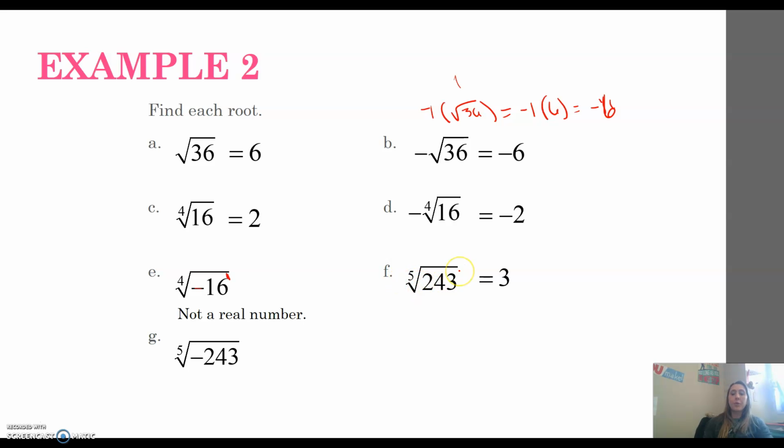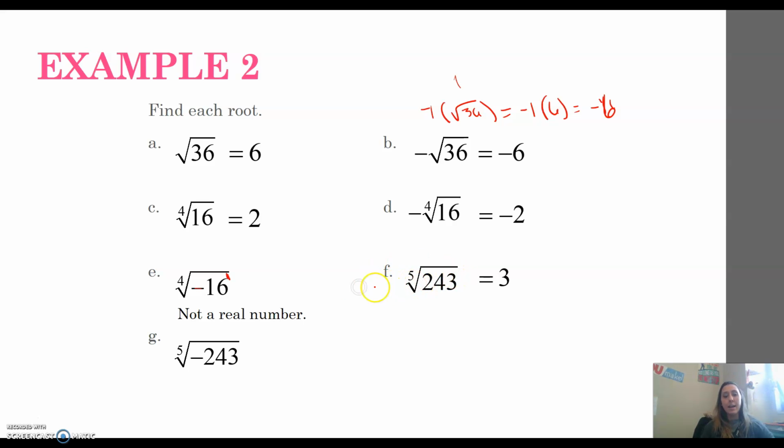The 5th root of 243 is 3, because 3 to the 5th power is 243. And then, okay, so now we have a negative underneath the radical sign, but the root is odd. So it says that we are able to find at least one root.